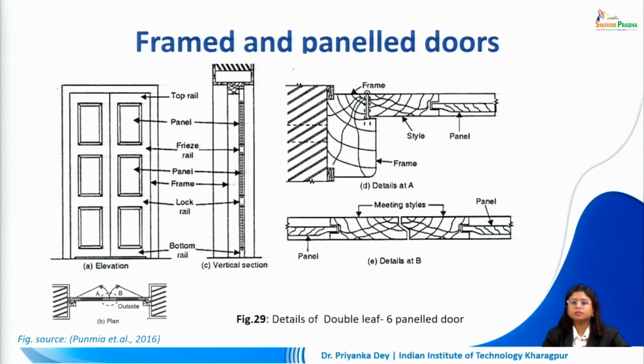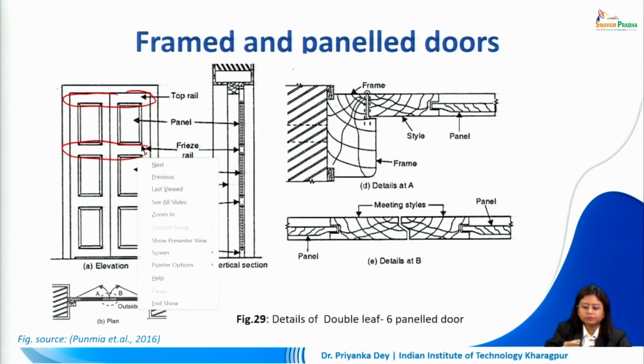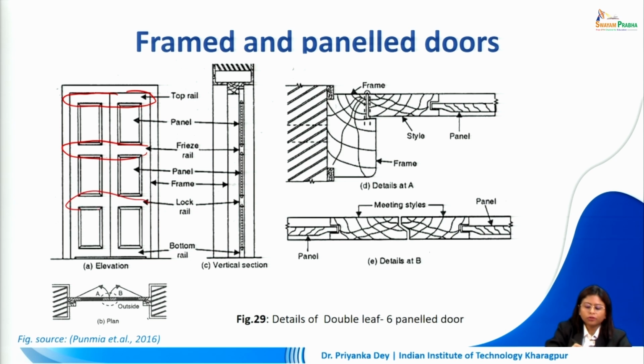So, if we try to name the different parts of a panel door, we have the top rail here. This is the frieze rail. The lock rail, this is where the locking arrangement will be provided in the door, and we will have another horizontal member at the bottom called the bottom rail. Now, in between we are going to have these panels.